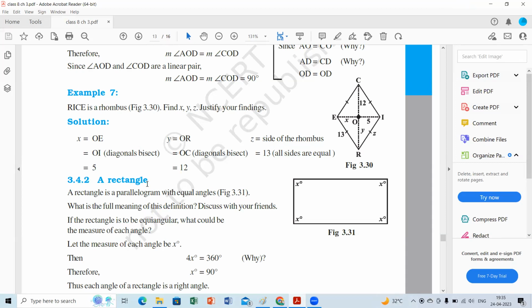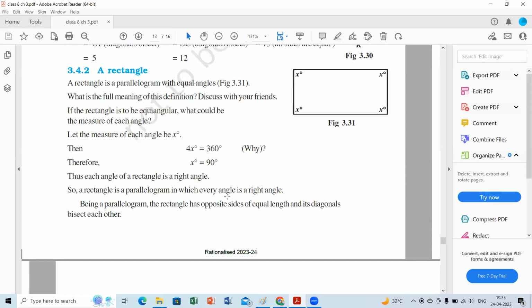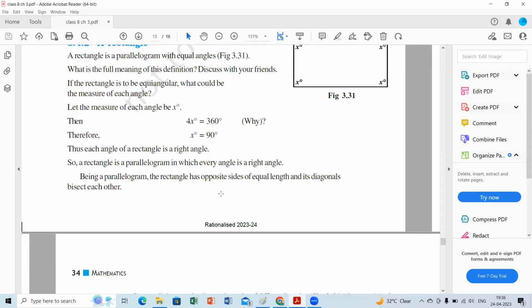And coming to the next part, the rectangle shape. Opposite sides are equal. From a long back we are learning the rectangle shape, from class 3, class 4. Opposite sides are equal. All angles are what? Right angles. Yes, all angles are right angles, that's why 90, 90, 90. All angles are equal in a rectangle.